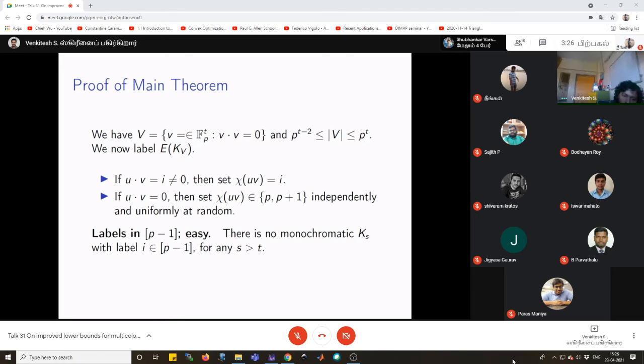Once we do this, something is very easy to observe, which is that when you look at this labeled graph KV, corresponding to any label between 1 and t minus 1, if you look for monochromatic complete subgraphs, then there cannot be any monochromatic subgraph with size strictly greater than t, as long as you restrict your attention to labels between 1 and t minus 1.